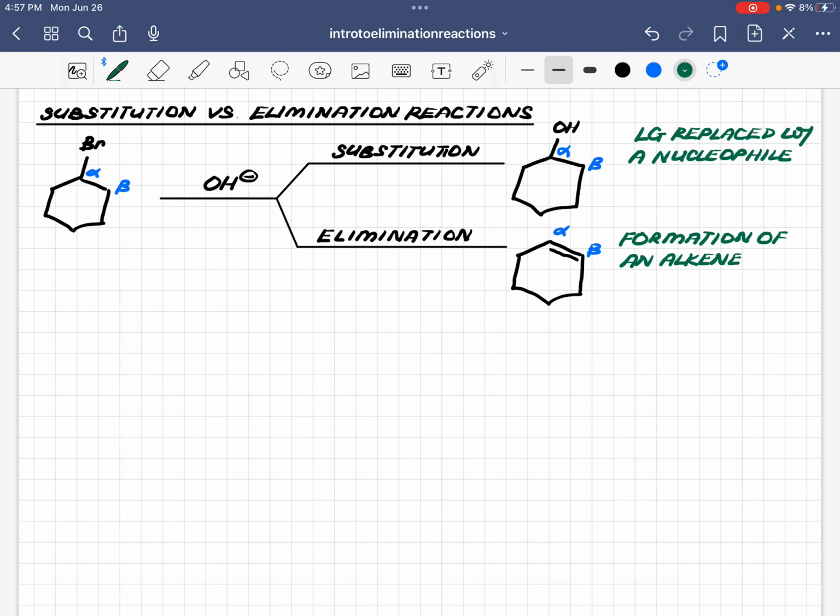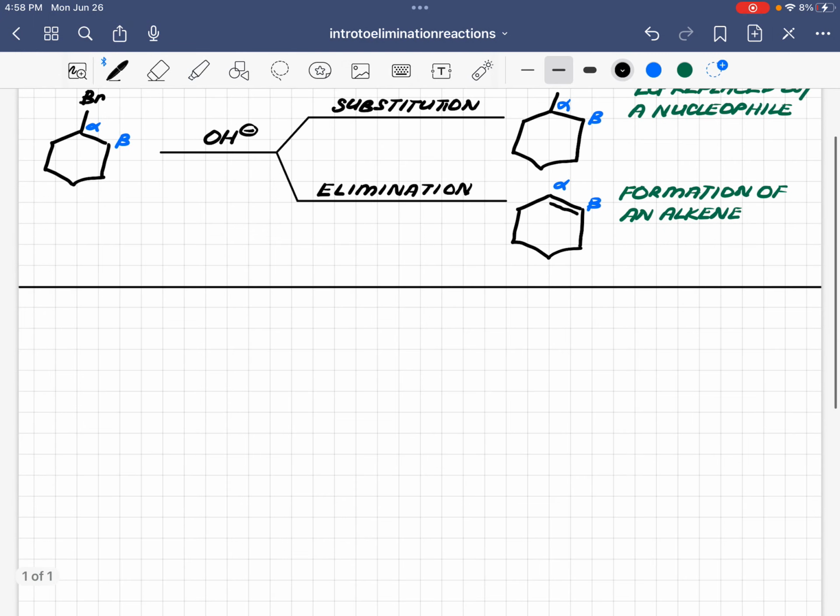In some subsequent videos, we'll be looking at whether reactions will proceed via a substitution or elimination reaction. But in real life, we'll generally see substitution and elimination reactions competing with each other to give some mixture of products. But to move on, let's take a look at E2 reaction mechanisms first.